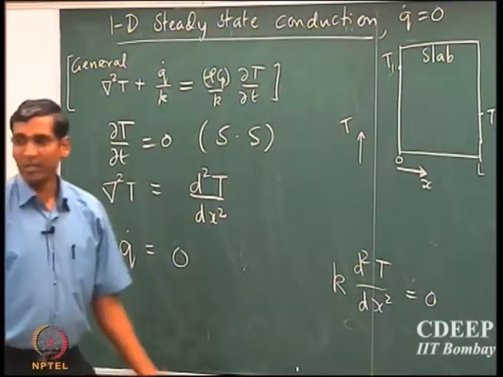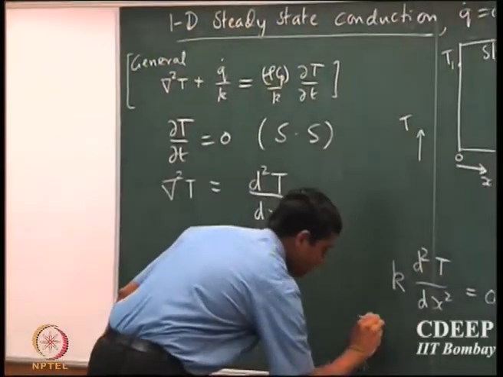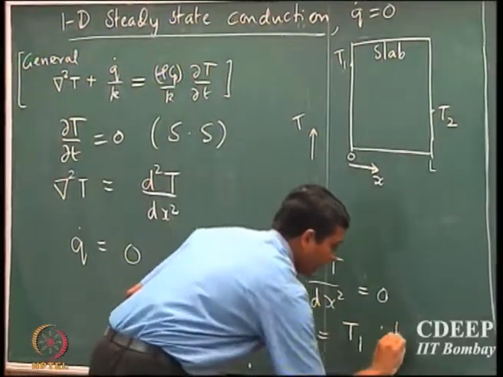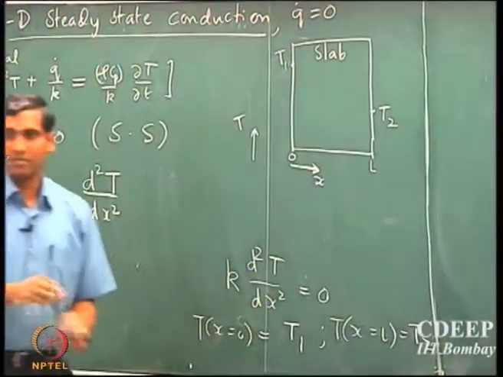What are the boundary conditions? At x equal to 0, T equal to T1, and T at x equal to L equal to T2. Okay.